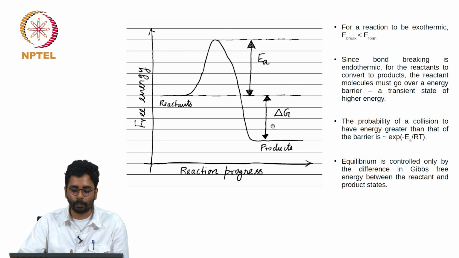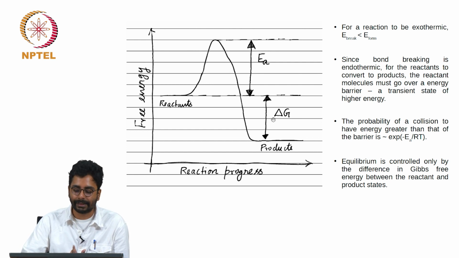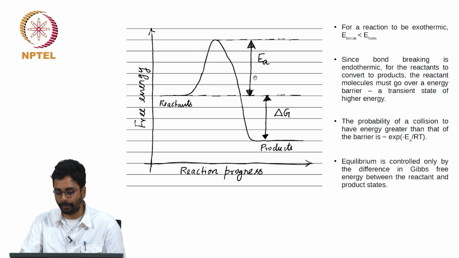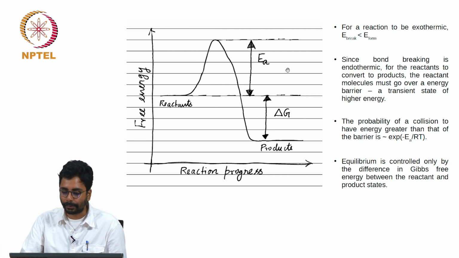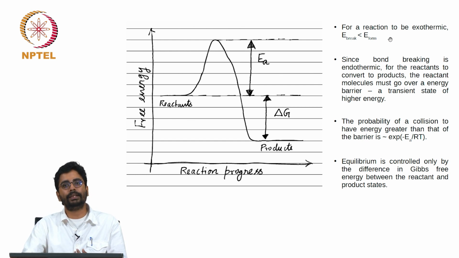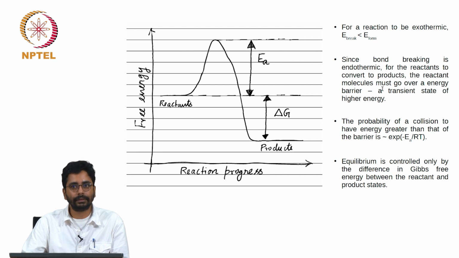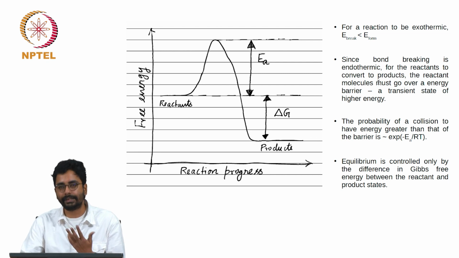Okay. So what a thermodynamic equilibrium calculation sees is only this difference in delta G. Okay, it does not see the activation energy associated with the activation barrier. Well, this we have already seen. For a reaction to be exothermic, the energy required for breaking the bonds must be less than the energy required for the formation of the bonds, so that the net reaction is exothermic, and the bond breaking is endothermic.